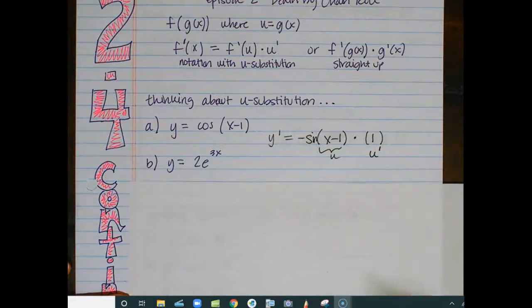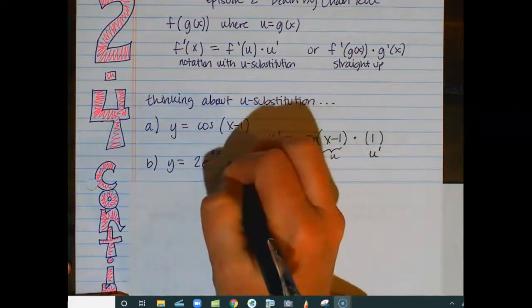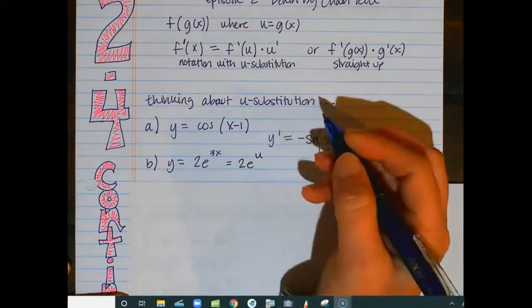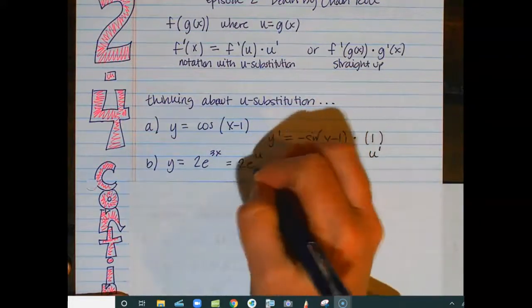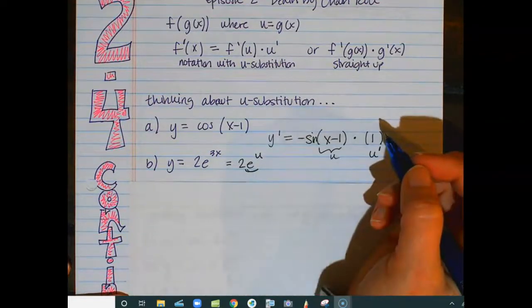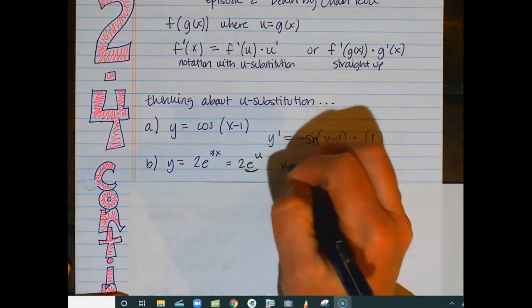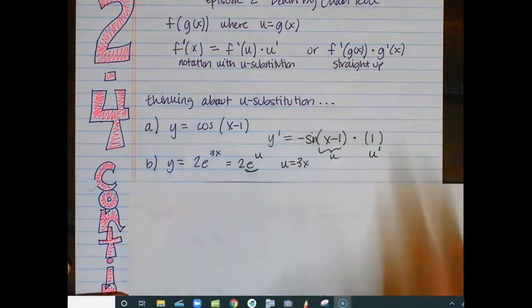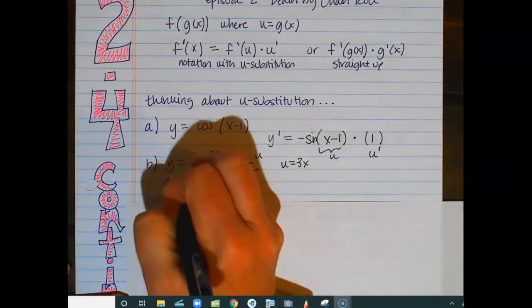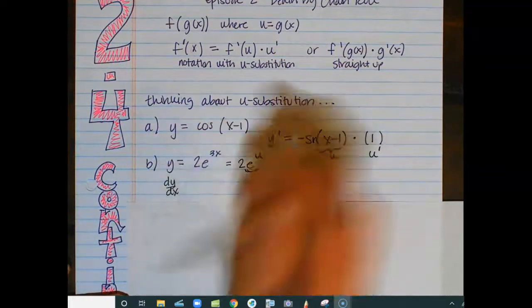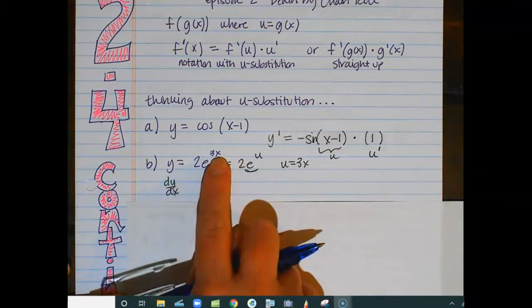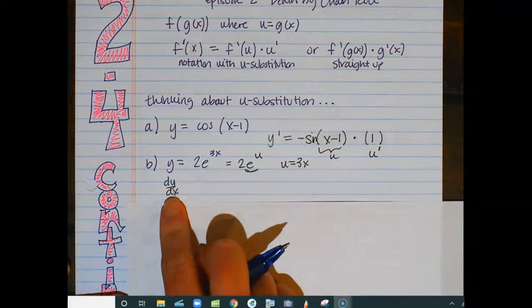Same thing here. If I think of this as u, I'm going to say this is 2e to the u. And when I take the derivative, I'm going to take the derivative of e to the u and then multiply it by u prime. So I'm saying that u is equal to 3x in this case. So to do that, y prime, or I'm going to use the dy dx notation here, the derivative of y with respect to x here.